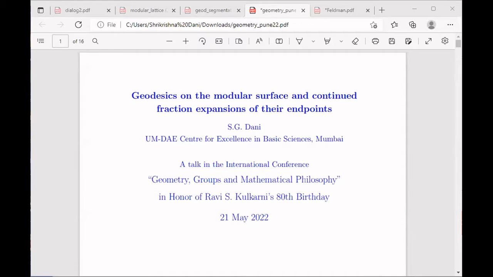The topic, as you see it on the screen, is geodesics on the modular surface and continued fraction expansions of their endpoints. Now, I suppose the first part is something very familiar, and in fact perhaps basic or elementary for the present audience. The second part also is kind of folklore and standard, but maybe not exactly from the perspective which I am going to need and provide to that extent. Okay, so let me move on to the next page.